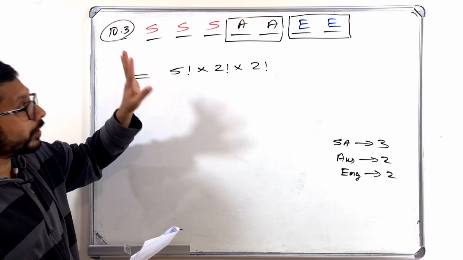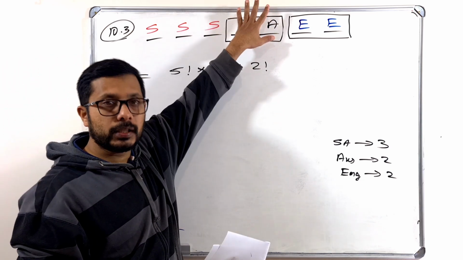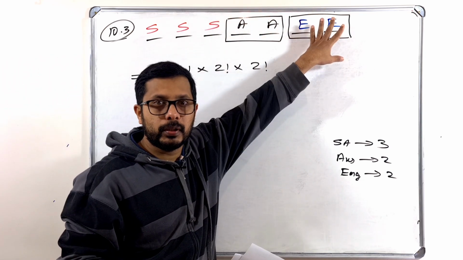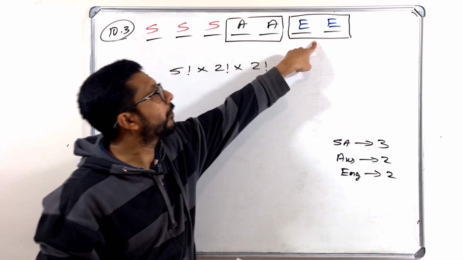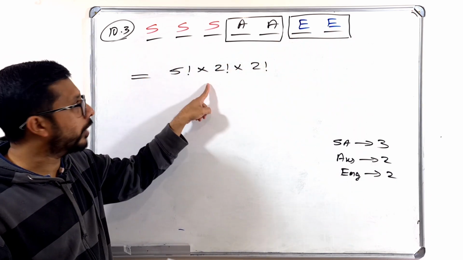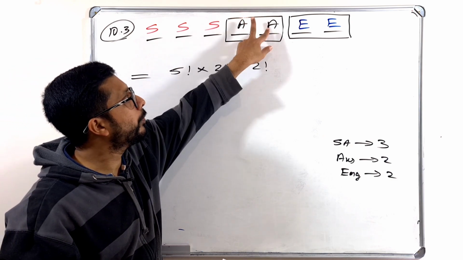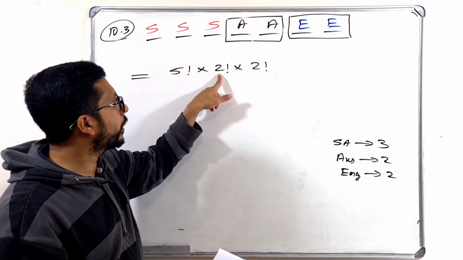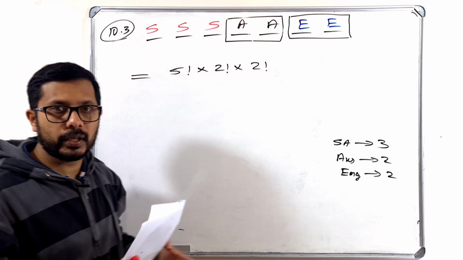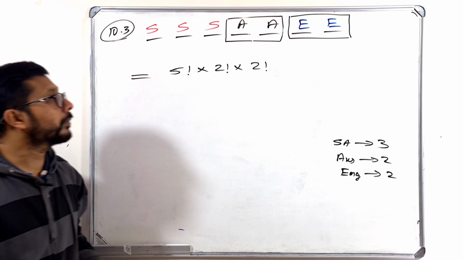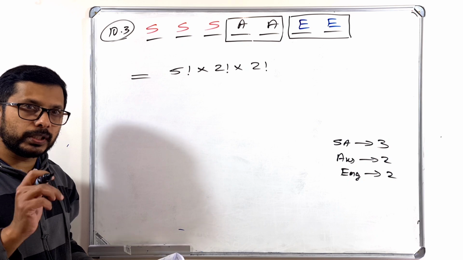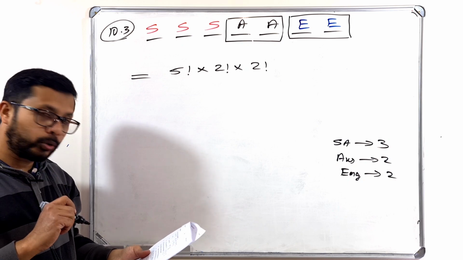What you have to do is consider this as one group, and this as another group. Now 1 2 3 4 5, that is 5 factorial, times inside this group how many people are there? 2. So it is 2 factorial times 2 factorial. Take your calculator and try to find the answer. Sorry, here the question is to calculate the probability.